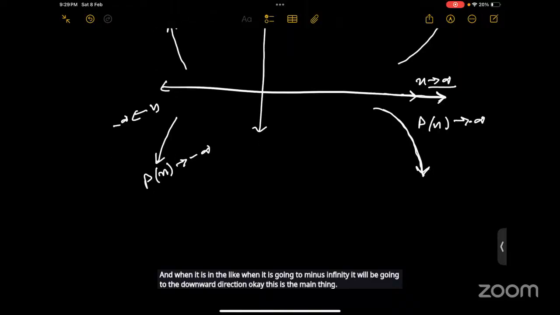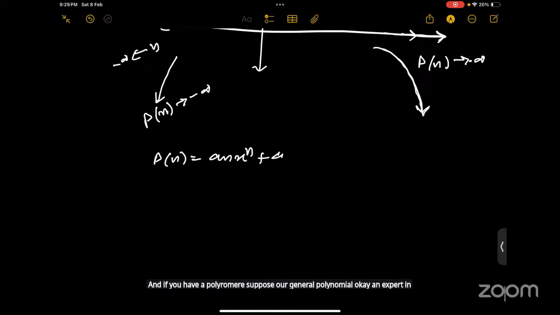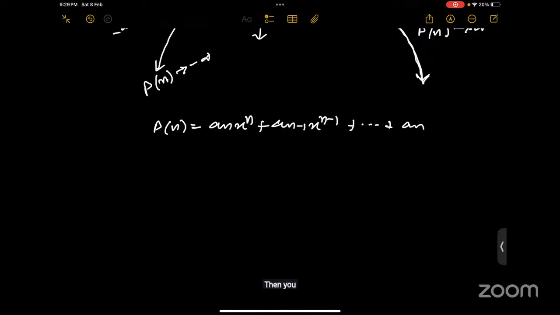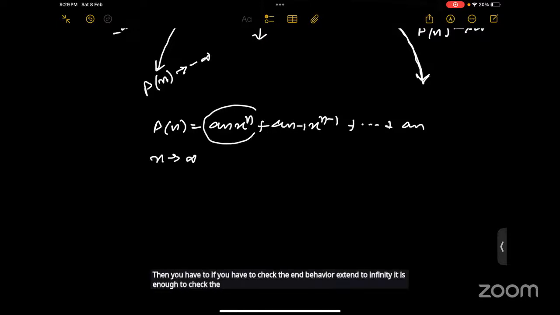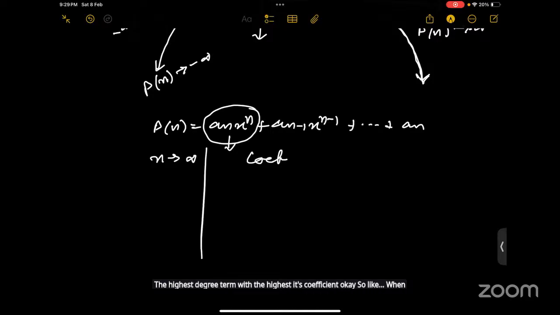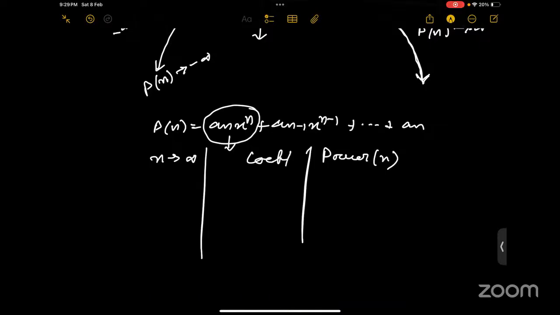And if you have a polynomial, suppose our general polynomial a_n x^n + a_(n-1) x^(n-1) up to the constant term, then to check the end behavior as x tends to infinity, it is enough to check the end behavior of the highest degree term with its coefficient. So when x is tending to infinity, we look at the power n and the coefficient.